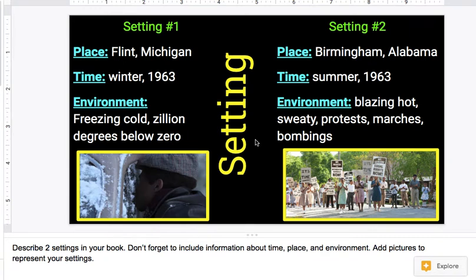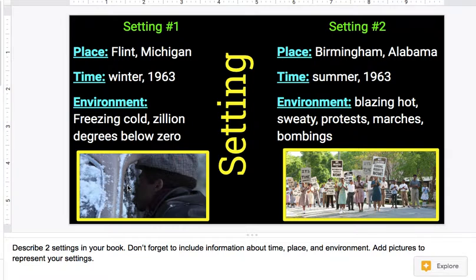Slide 4 is pretty straightforward. It is all about the setting. So for this slide, you are going to choose 2 settings from your book. It could be any 2 settings of your choosing. You are going to include information about your settings, such as the time, the place, and the environment, and then also add some pictures to represent those settings.